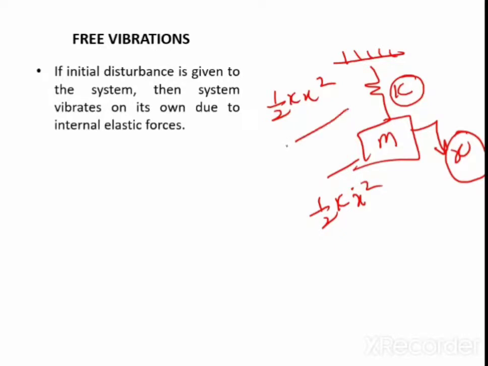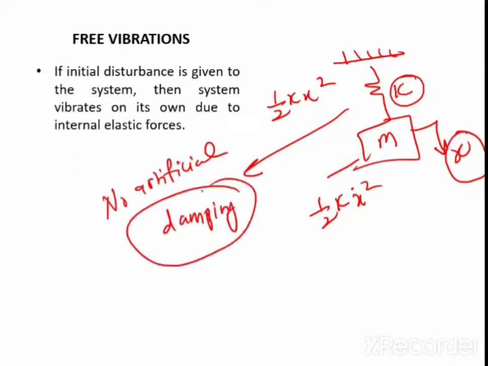Now try to understand that in this case there is no artificial damping. Very, very important. Why is damping required? Damping is required to remove or dissipate the energy. But guys, I want an answer from your side. Is there any damping in this system, or is it a completely damping-free system? There is no artificial damping because there is no damper. There is only K and M. There is no C.